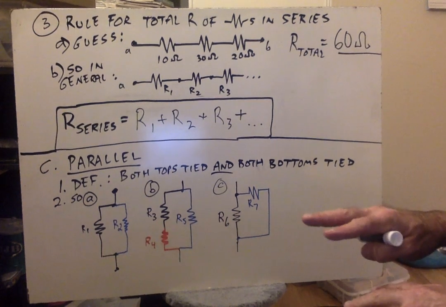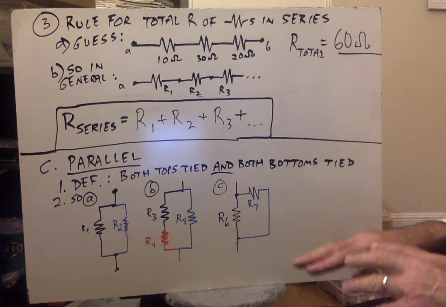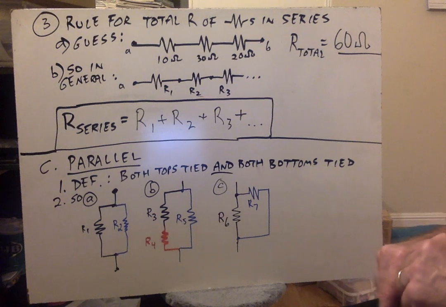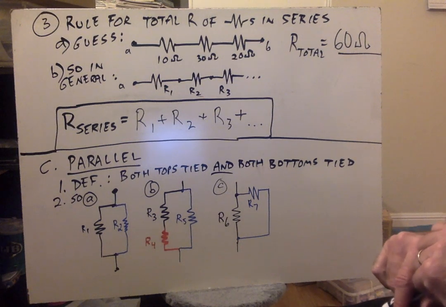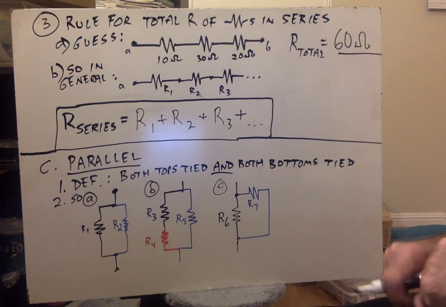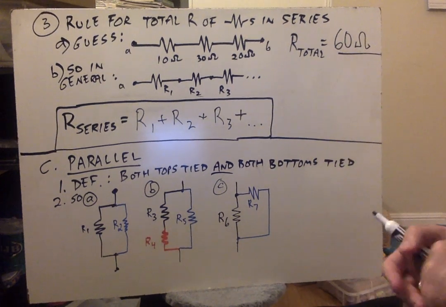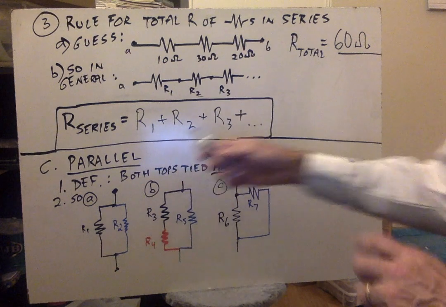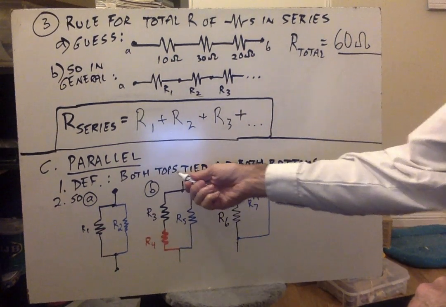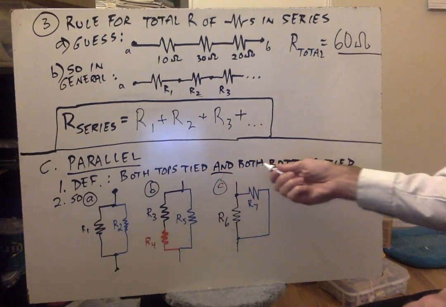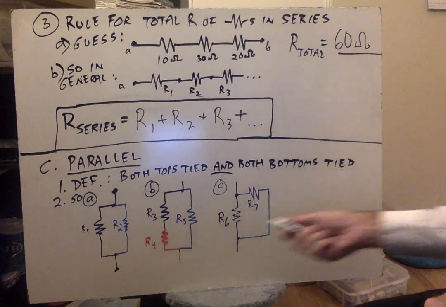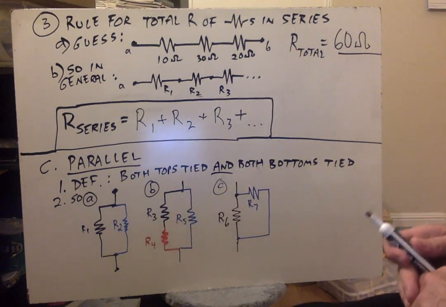The other common arrangement, the second of two very common arrangements that you have to know for our course, is if resistors are in parallel. Parallel does not mean just geometrically parallel. It doesn't mean that. It means for the two elements, the two resistors, both of their tops are tied together and both of the bottoms are tied together. So let's look at these three examples.